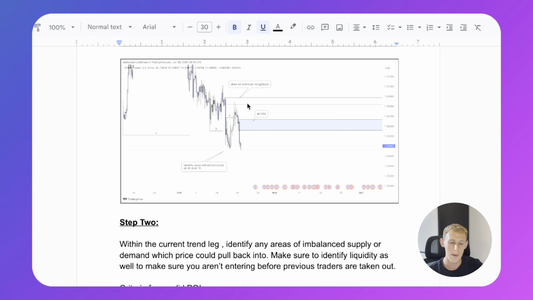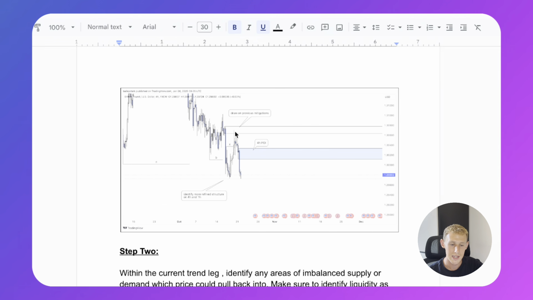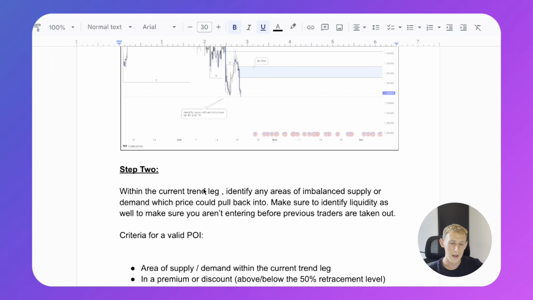And for anybody that's unfamiliar with my chart layout, I basically distinguish between the mitigated areas and the current points of interest by these two colors. I have blue for the point of interest and then this white box for the areas that have already been tapped into. After that, we obviously want to identify an area where we are actually looking to buy or sell from, and this is what constitutes a point of interest.